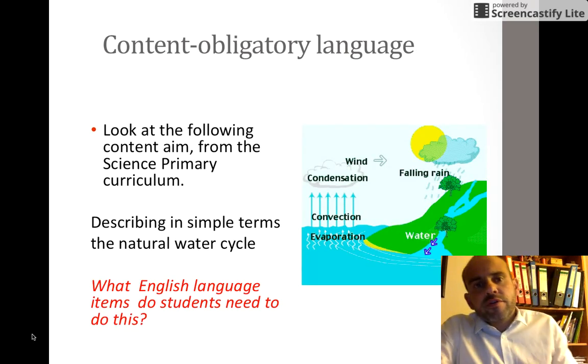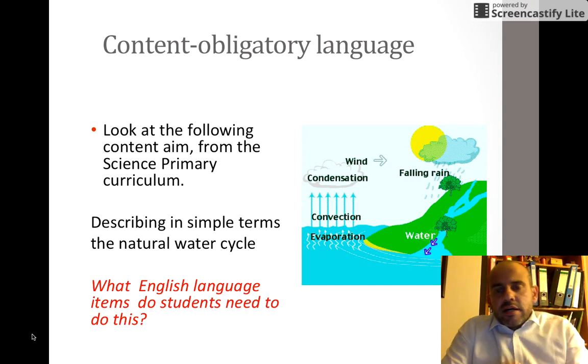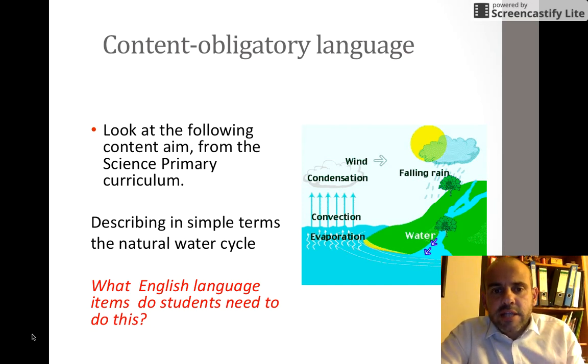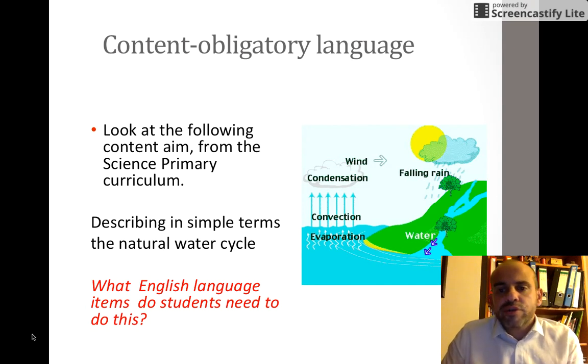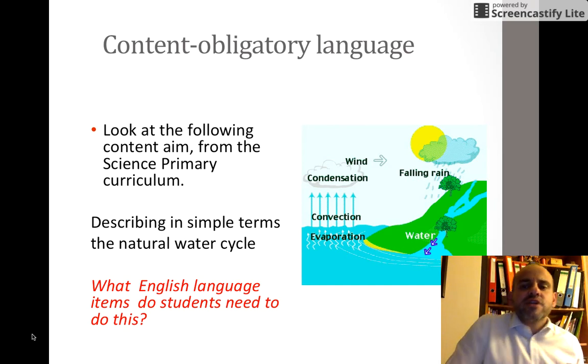Now, the crucial concept here is that of content obligatory language. If you look at a specific component from a content class, in this case a natural science class, and if you look at the objective that emerges from the curriculum, you'll very soon notice that this content objective naturally requires a number of language objectives. In other words, for a student to describe in simple terms the natural water cycle, you should be asking yourself, what language does my student need?